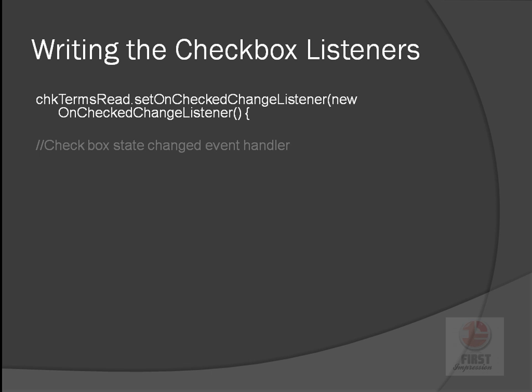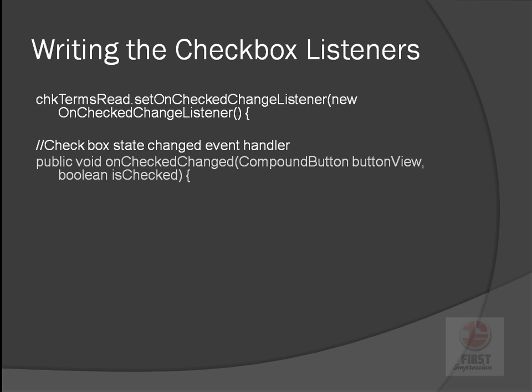So I'll say public void on check changed. In this, there are two arguments. One is the button view, that is the button which has been called, and the second is a boolean variable indicating if the control was checked or unchecked. If the control was checked, this variable will be true. If the control was unchecked, this variable will be false.